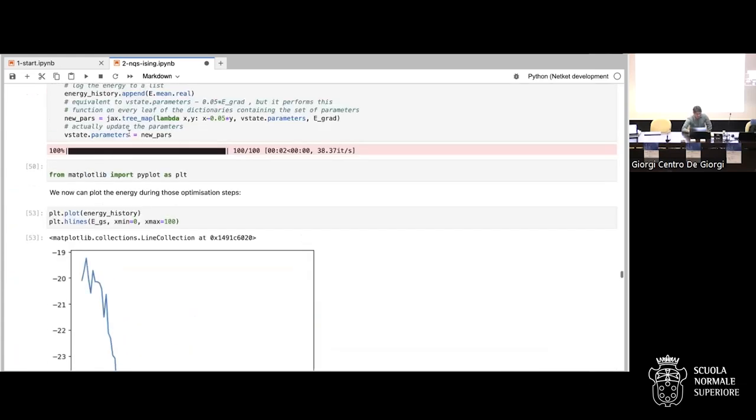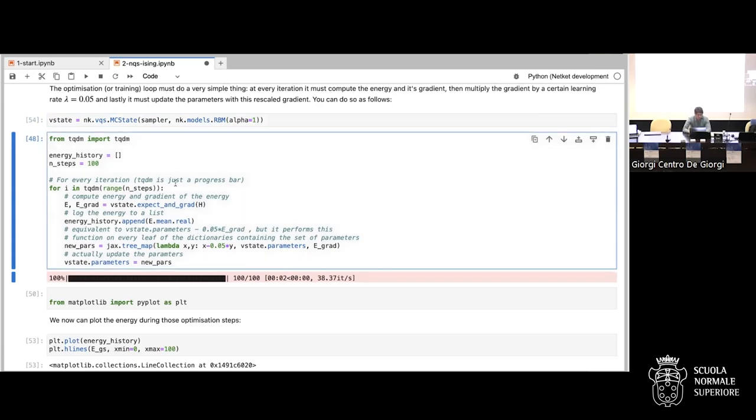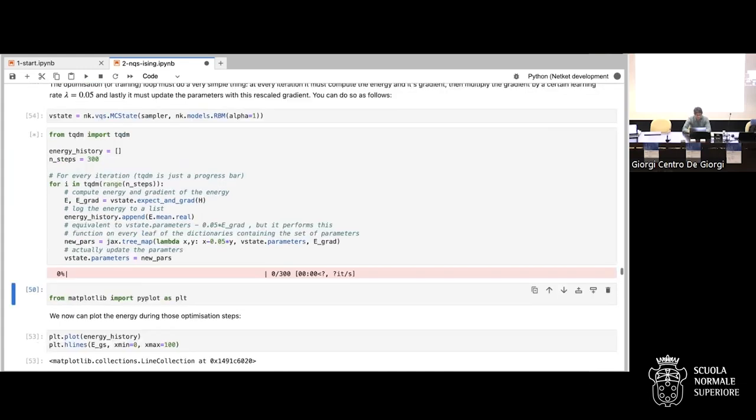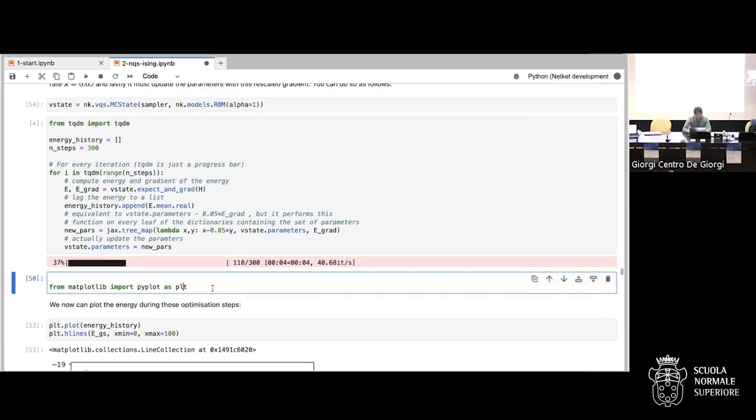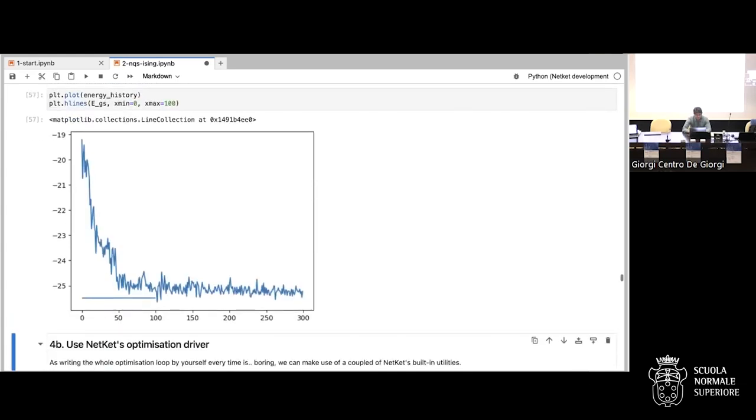What we can do is use some better variational states. So I can, for example, do this: state equals netket.vqs.MCState. This MCState is a black box that hides away all the details. With this sampler, and now as a model, I will take an RBM with parameter density 1, for example, and everything else by default. And now if I take 300 steps, I think, this is getting down much better.